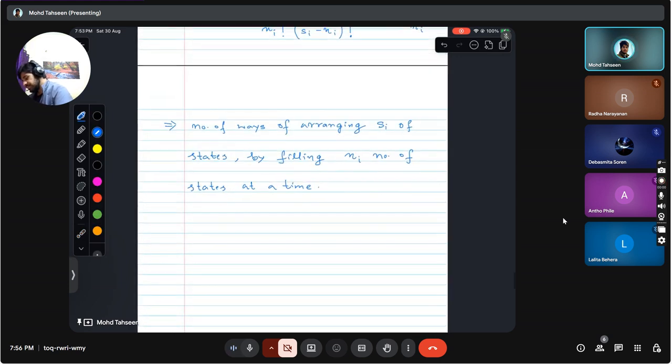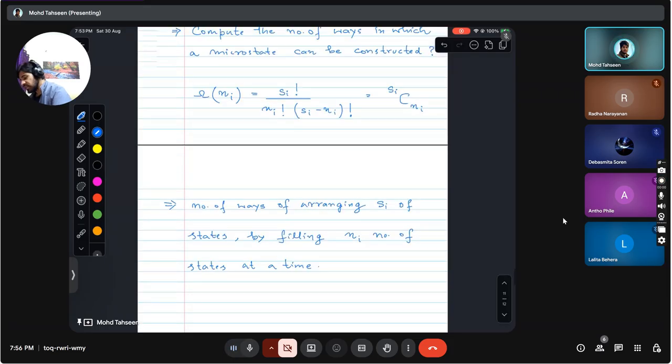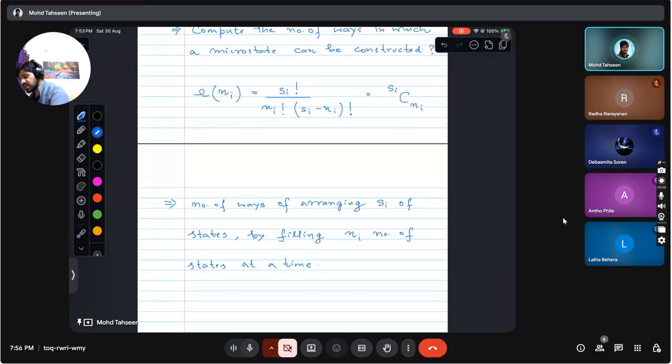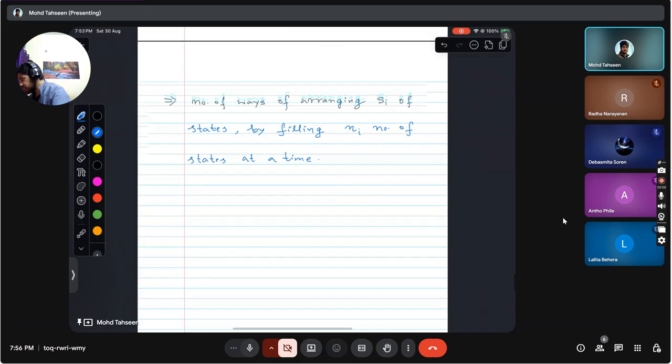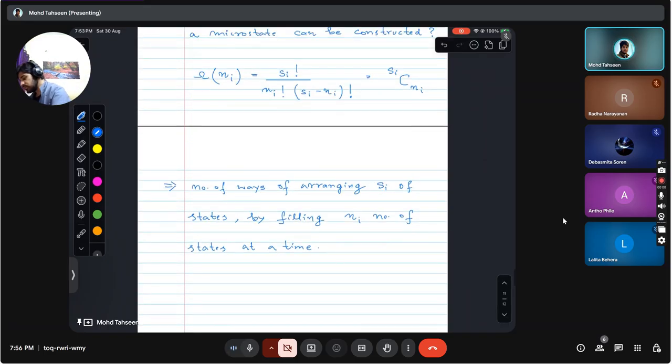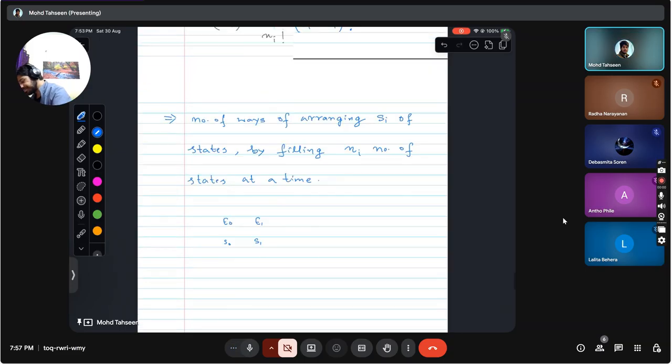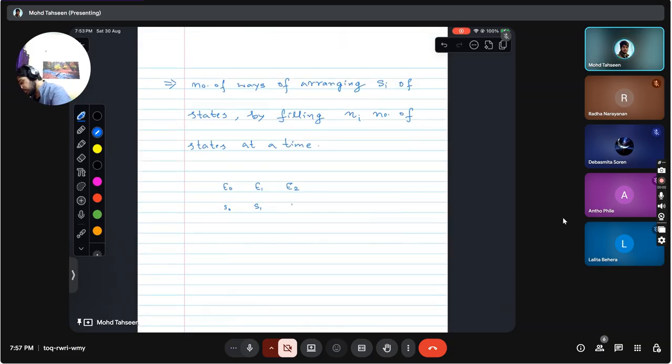So now, this is for one energy level, the energy level which has Si number of states and Ni number of particles. But we have to fill every single state, correct? So we have to fill every state. Let me write this way. If this is E0 and S0, E1, S1, E2, S2, and so on.